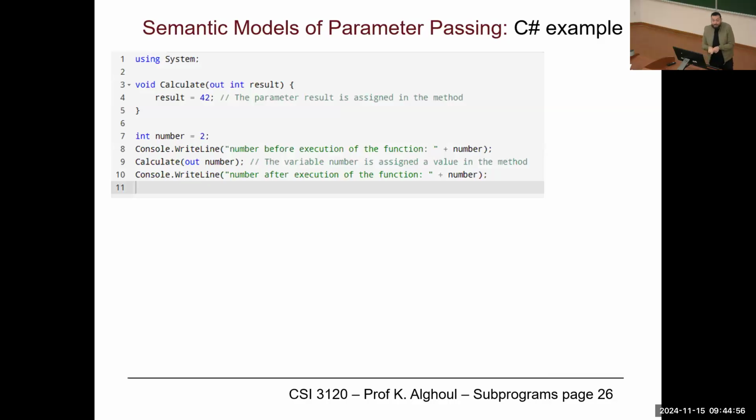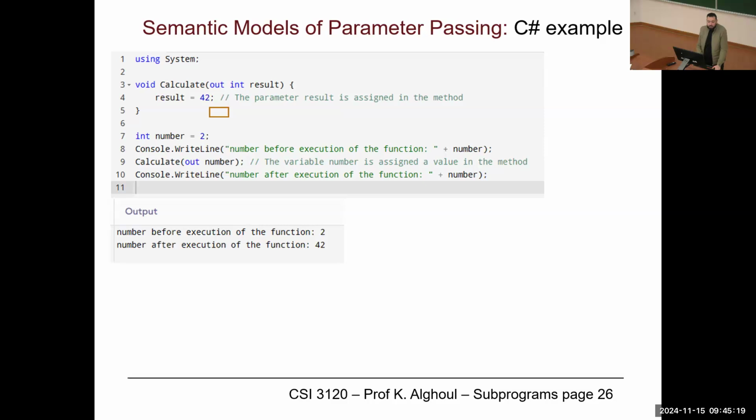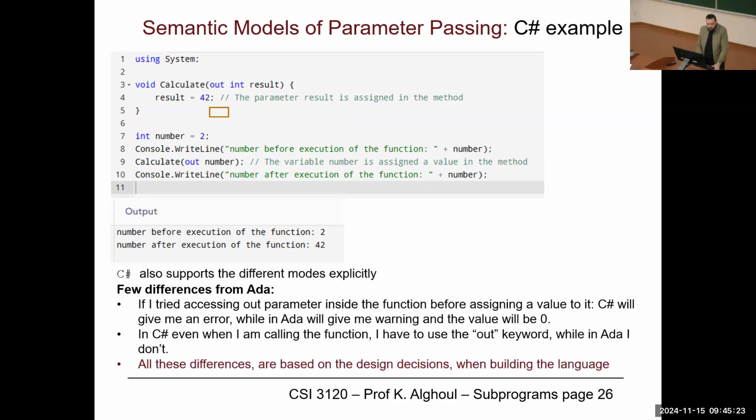Now, C# is another language that supports explicit modes. Because some of you may have used C# before, you're going to find something like this: out and result. That means this result is only out mode. I'm not going to spend time on it, but it's the same exact idea. You're going to notice that before execution of the function, it's 2. After, it's going to be 42 because I actually changed it.